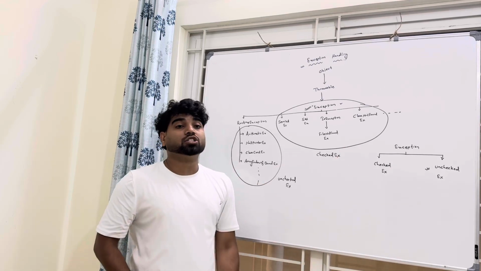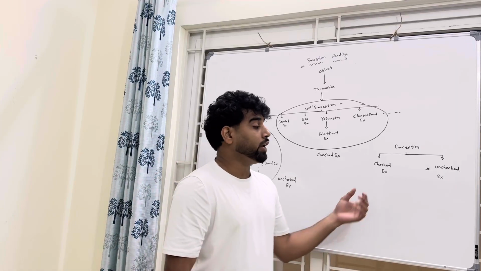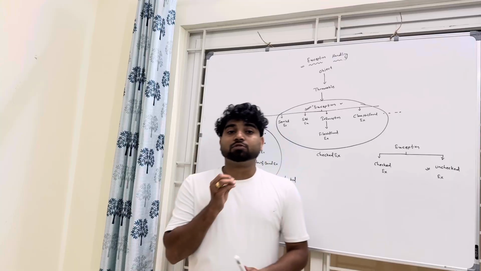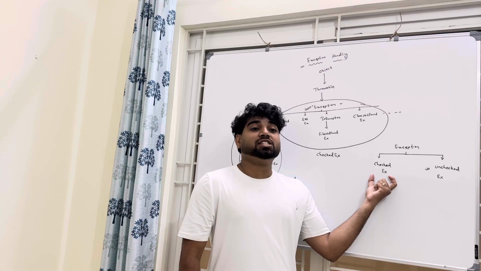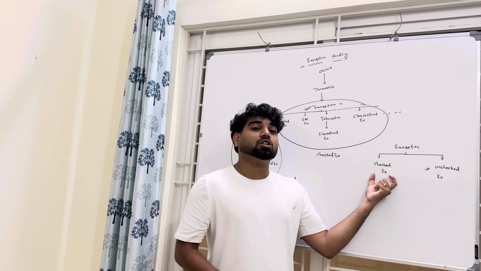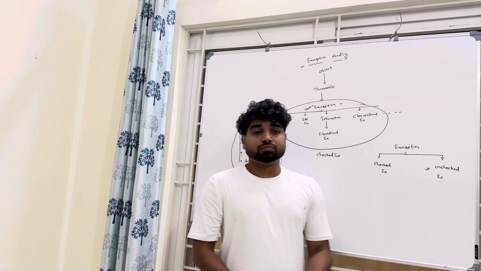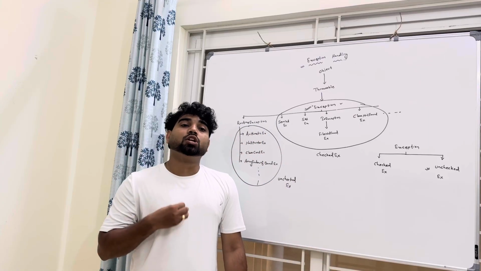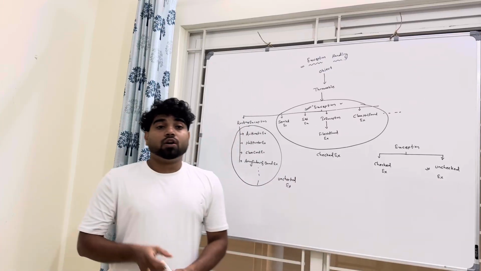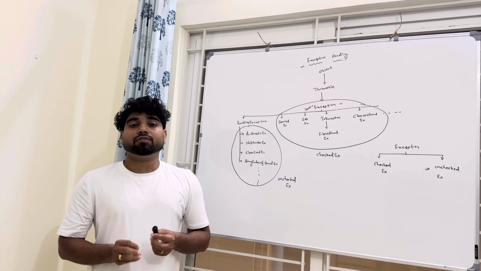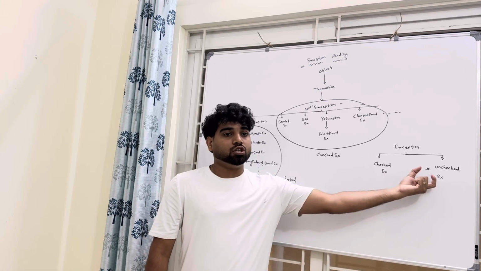Now let's try to understand what a checked exception is and what an unchecked exception is. Okay, see, a checked exception is an exception which will be checked by the compiler. And what is an unchecked exception? The exception which will not be checked by the compiler is an unchecked exception. Okay, how many types of exceptions do we have? There are two types of exception. What are those? Checked exception and unchecked exception.